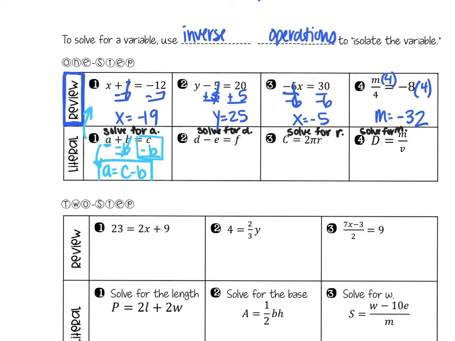All right, 2, solve for D. It's minus E, so then I want to add E. And then again, F and E are not like terms, so I just have F plus E.